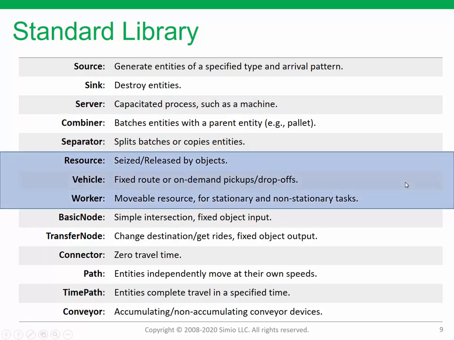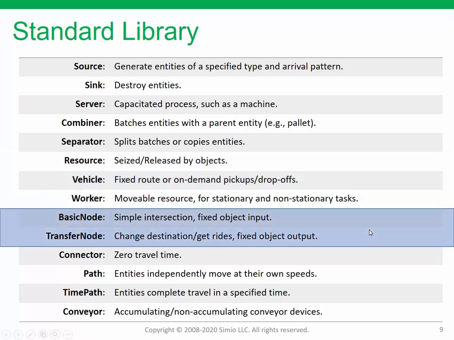We have the set of resources. So we have just a standard resource, a basic resource, which provides a capacity that entities can seize and release. And so it provides a mechanism to implement a capacitated server or capacitated resource. We have vehicles, which provide that same capability, plus move throughout the model and can have on-demand pickups and drop-offs and so on. And finally, we have the worker object, and the worker object is similar to a vehicle object, except it is more in line with a person that is moving around and performing tasks.